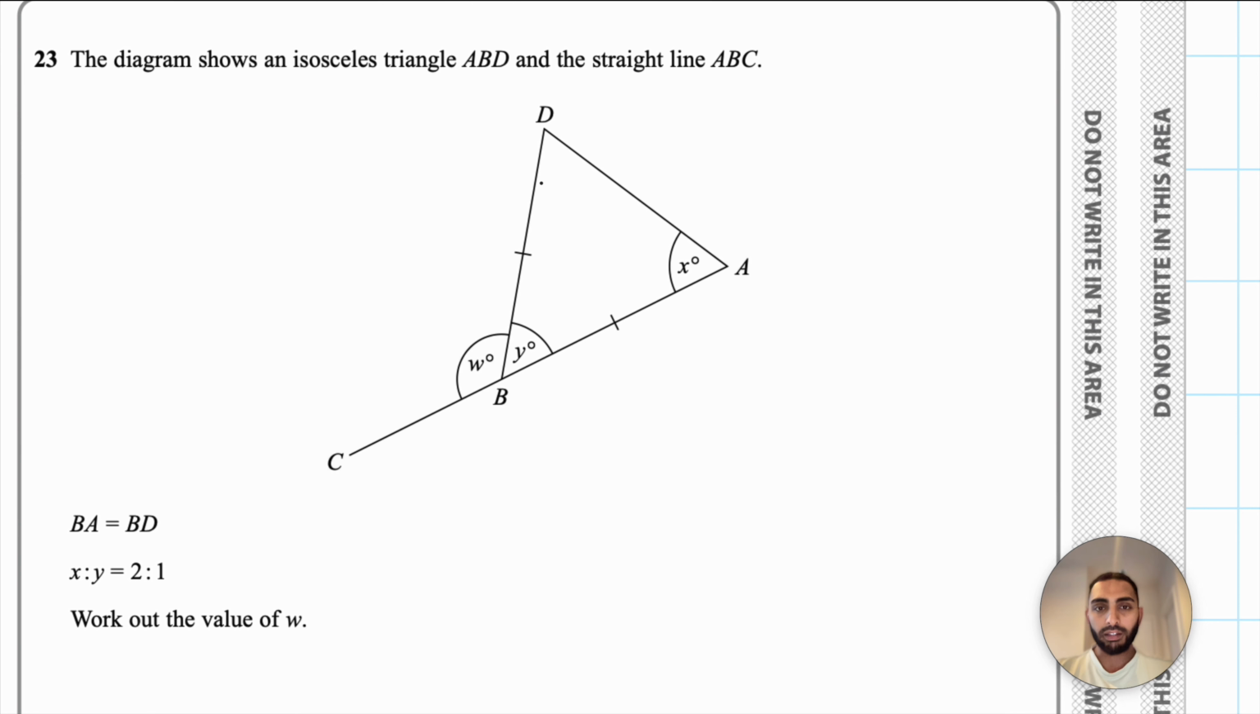So this angle is X. I could also label this as X. X to Y is equal to 2 to 1. So I could write X to Y is equal to 2 to 1. Work out the value of W. We're trying to find this angle.